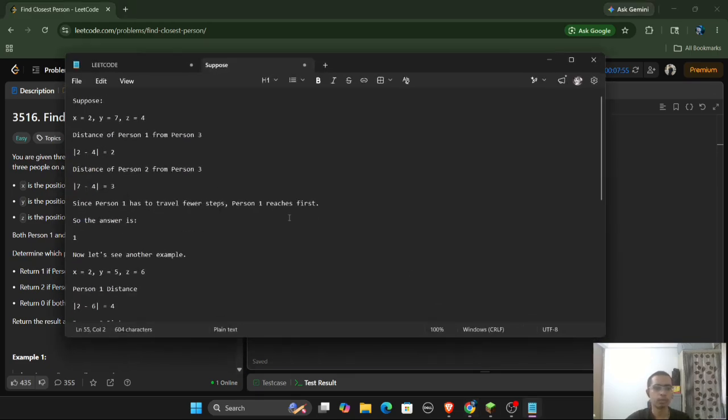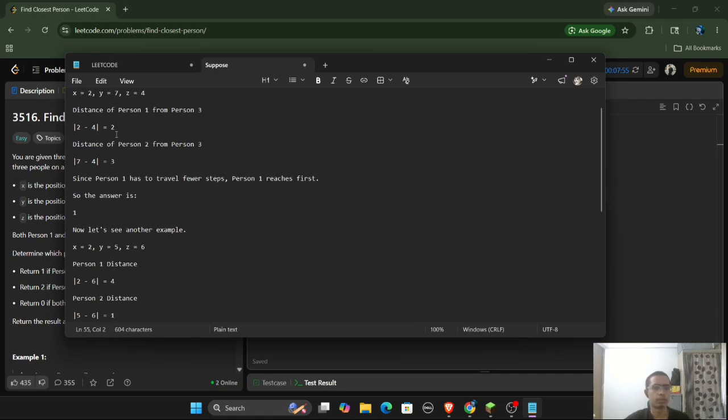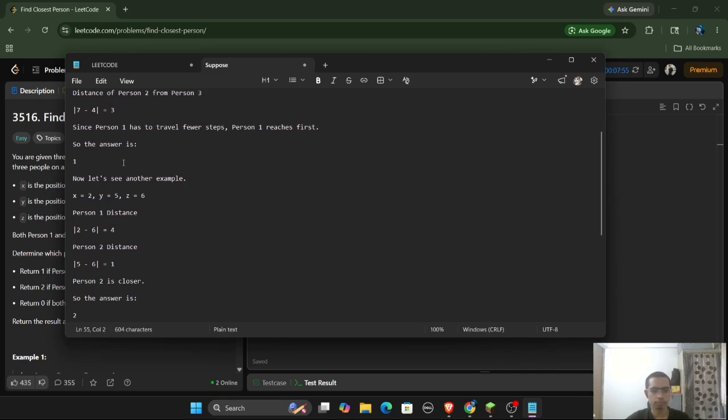Here, suppose x is equal to 2, y is equal to 7, z is equal to 4, and the distance of person 1 from person 3 is 2, and the distance from person 2 to person 3 is 3. Since person 1 has to travel fewer steps toward person 3, person 1 reaches first, so we will return 1. Now let's see another example.